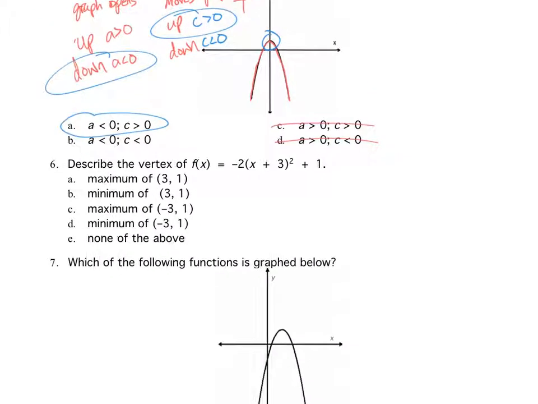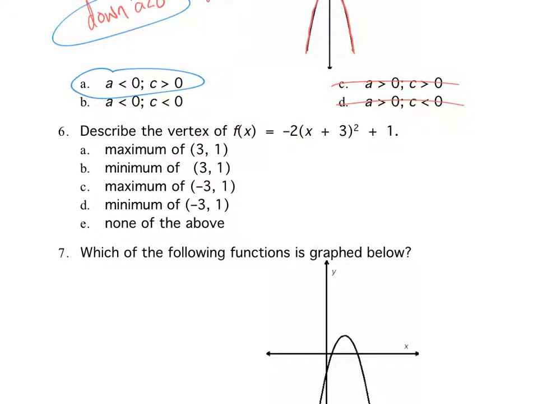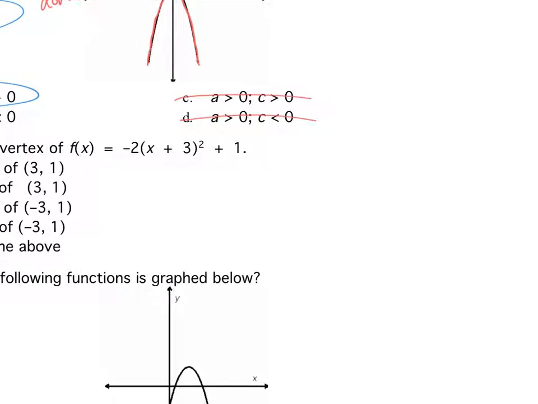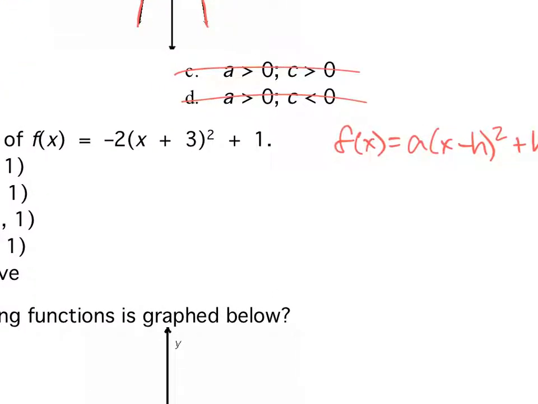All right, on number 6, they want us to describe the vertex. We looked at the form of the equation on the last page that would tell us what the vertex is, and it has this general form, but you would have numbers in the place of the A, H and K normally, which is what we do here. Our A is -2, our H is actually -3 here because we take the opposite of the sign that's in front of that number, and our K is just that 1. So our vertex would be -3, 1, the H and the K.